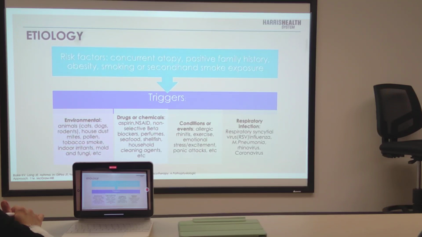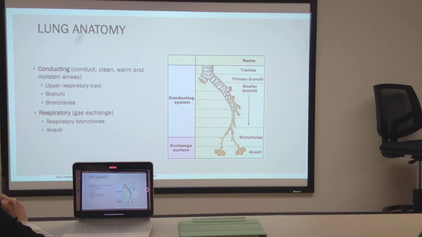So before we go into the pathophysiology of asthma, I think it's important to understand how the lung anatomy is. The lung is usually broken down into two different systems, our conducting system and our exchange system. Starting with the trachea, this is what we call your windpipe. This conducts your inhaled air into the lungs, and then it goes into your bronchi first. That later gets broken down to your bronchioles, and then further to your alveoli, which is basically what we call our air sac. That's essentially where gas exchange is occurring.